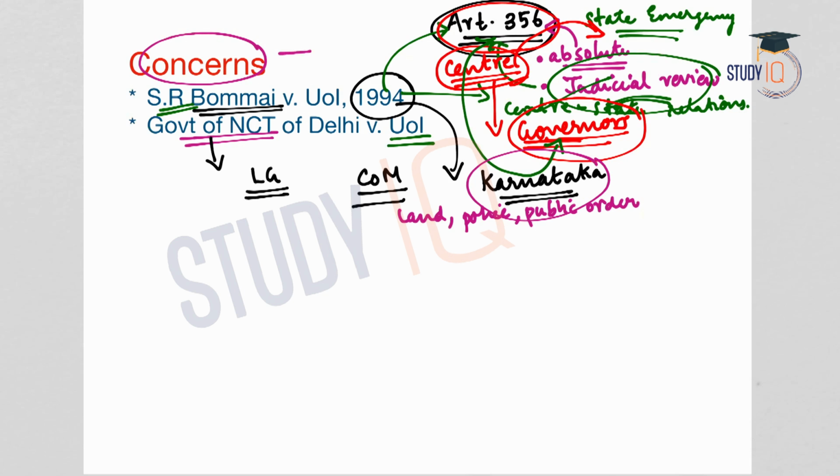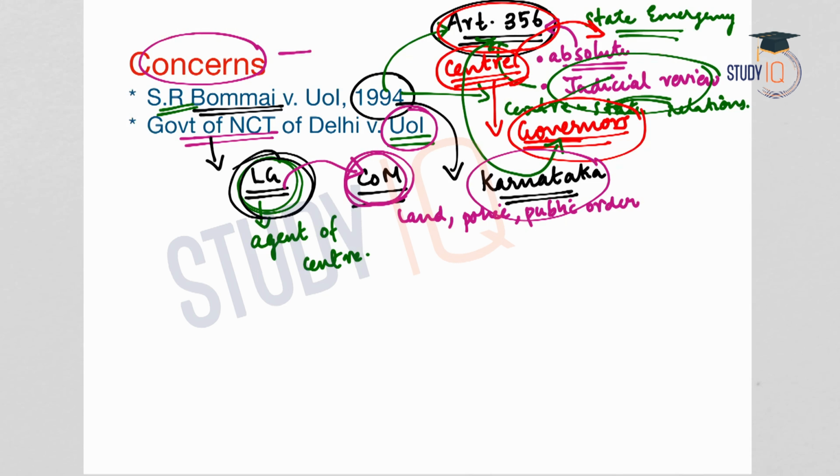Here we will see that the Lieutenant Governor is an agent of the center. So the center exercises its powers over the National Capital Territory of Delhi through the Lieutenant Governor. But in Government of NCT of Delhi versus Union of India, the Supreme Court made it clear that the LG, or the Lieutenant Governor, will have to act according to the aid and advice of the Council of Ministers. Council of Ministers are elected by the people, or we can say they are the representatives of the people.